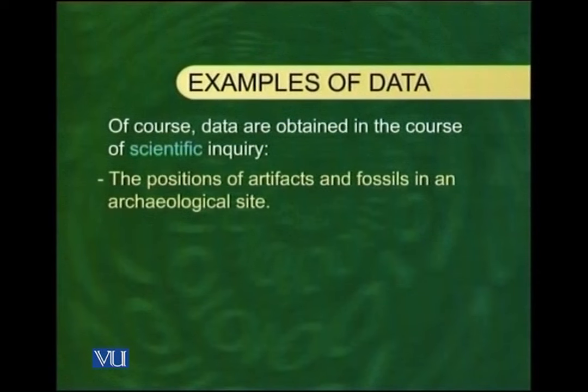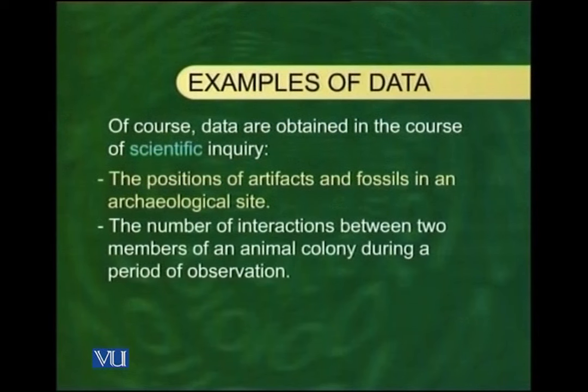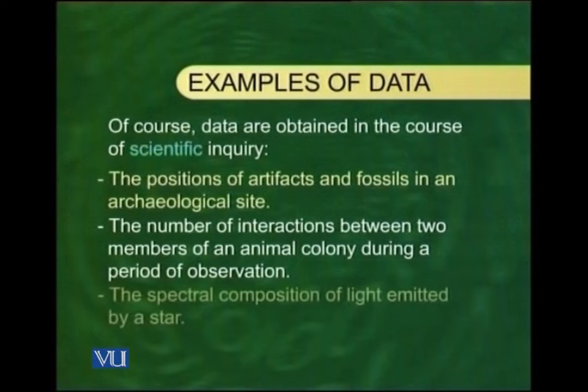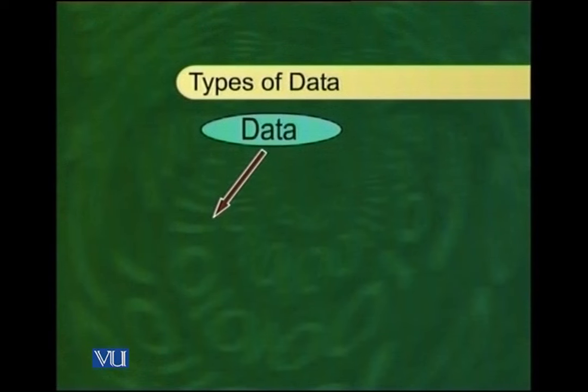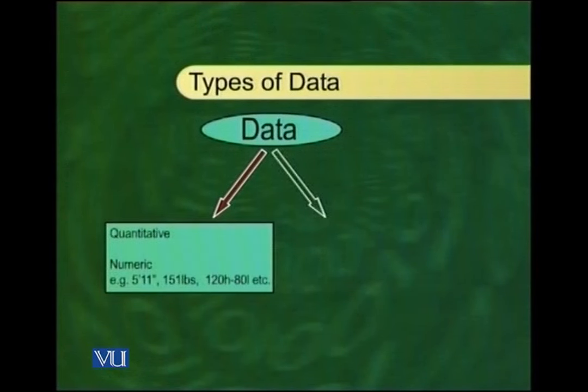The positions of artifacts and fossils in an archaeological site, the number of interactions between two members of an animal colony during a period of observation, the spectral composition of light emitted by a star. From the different examples I gave, you must have realized that there are different types of data. And it is extremely important that we be able to classify what type of data we are going to deal with in any particular research problem. So let us now discuss this formally. Data is basically of two types, quantitative and qualitative.